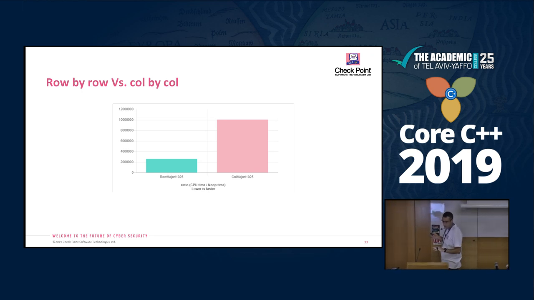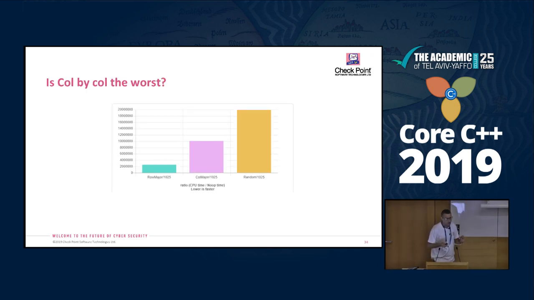So I don't think that's a huge surprise, but it does raise a question. Is column by column the worst we can do? Obviously, by the fact that I asked the question, it's not. Random is the worst we can do. And that raises two questions. The first one is, why is random worse?